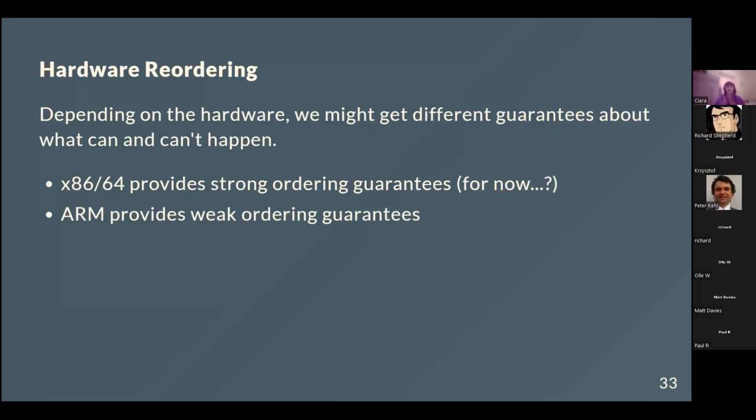x86 provides strong ordering guarantees. Someone on the call might know, I don't know if that's forever guaranteed. Is that just for now? Will that change? And ARM provides weak ordering guarantees, so you're going to get more of that reordering. And you might have code that works on x86 and then doesn't work on ARM as a result of these discrepancies.